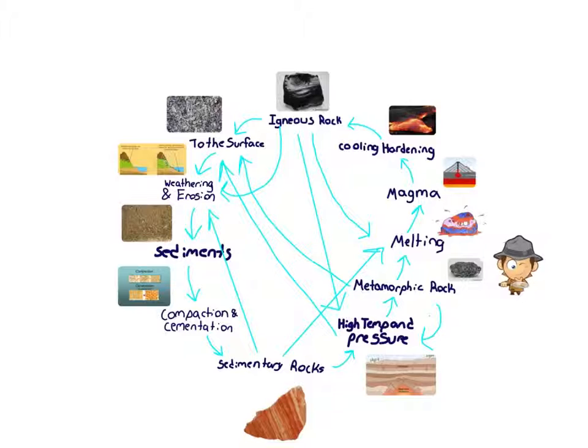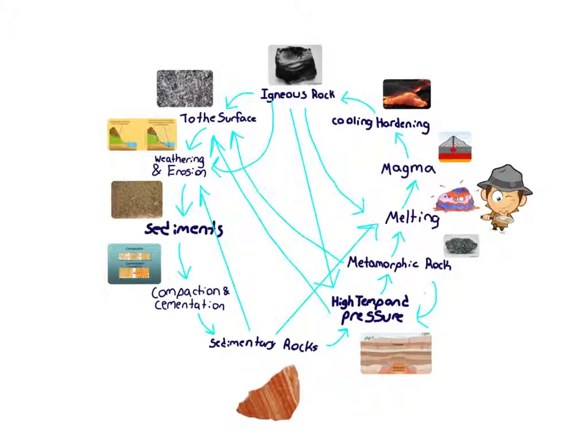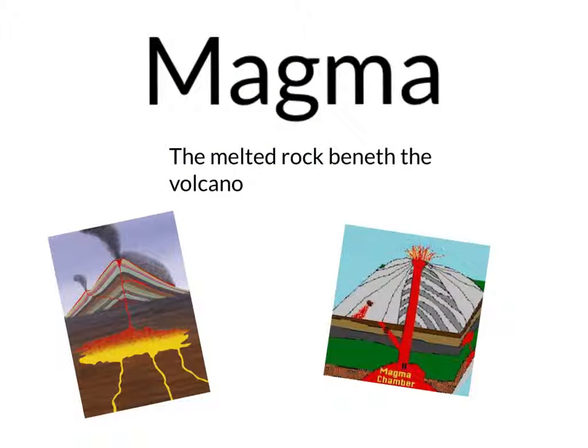Next, Fred is going to move on to melting. Due to its high temperatures, the metamorphic rock begins to melt. Now, since Fred has melted, he's going to head on down to magma. Magma is the melted rock beneath the volcano.